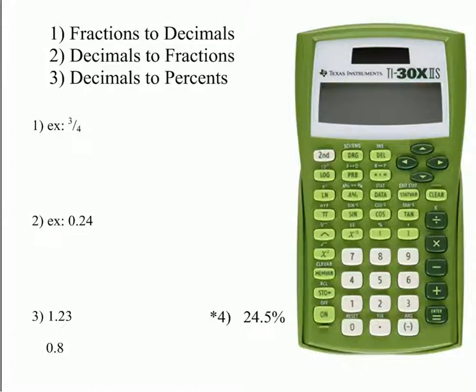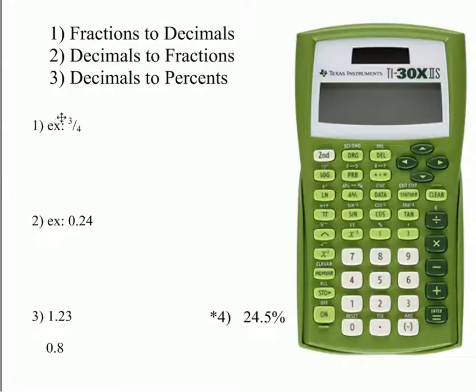Kalanicki. Really quickly going to go over how to change fractions to decimals, decimals to fractions, and decimals to percents, and finally what to do if I have a percent. I'm going to be using our TI-30X2S calculator to convert these all. So let's start with the first one.